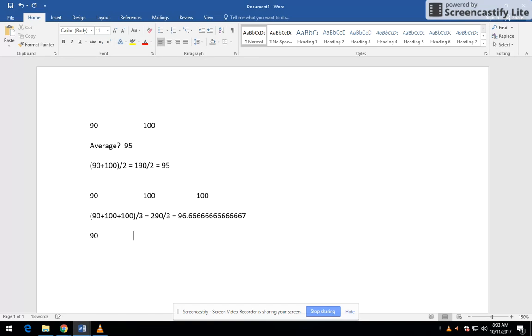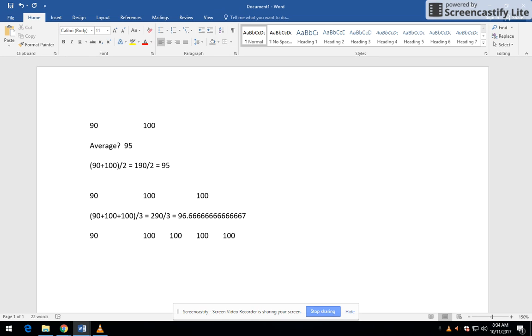What about this one? So make the numbers a little bit easier. How about now? Is that a 95 average? No. Is that a 96 and two-thirds average? No. It's even better, right? You have four hundreds and only one 90. So clearly the frequency of some of these numbers is affecting the average, right?